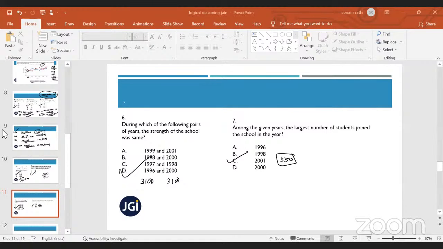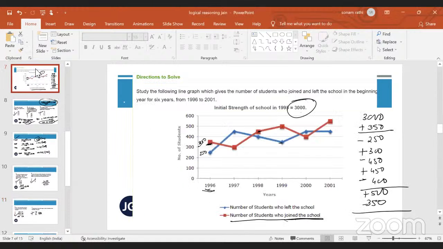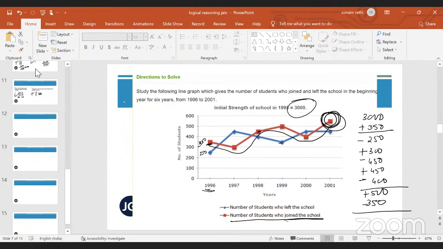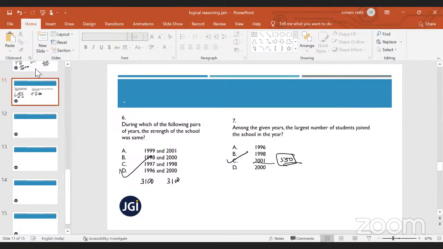Question number 7 is very easy. You just have to see the chart properly. Which one is the highest? If I see joining, this is the highest joining, no? Yes or no? This is the highest joining. So highest joining is in which year? 2001.